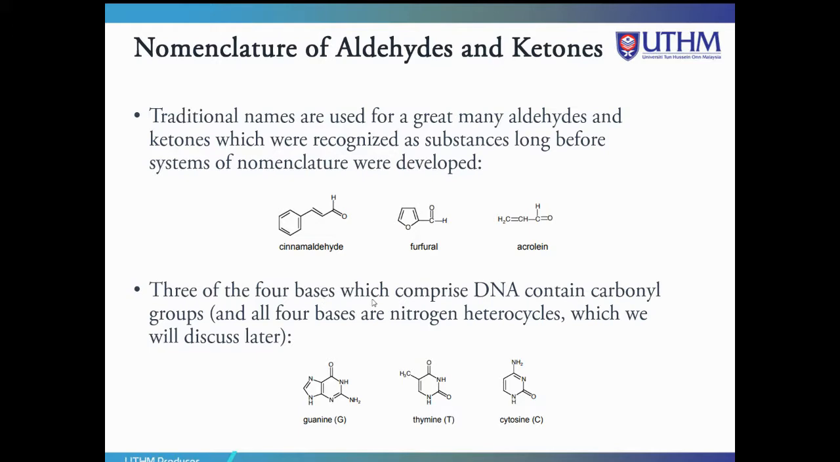Three of the four bases which comprise DNA contain carbonyl groups, and all four bases are nitrogen heterocycles, which we will discuss later. The examples are illustrated below. Guanine, represented by G, thymine represented by T, and also cytosine represented by C. All these three examples are bases of the DNA that contain the C double bond O group.